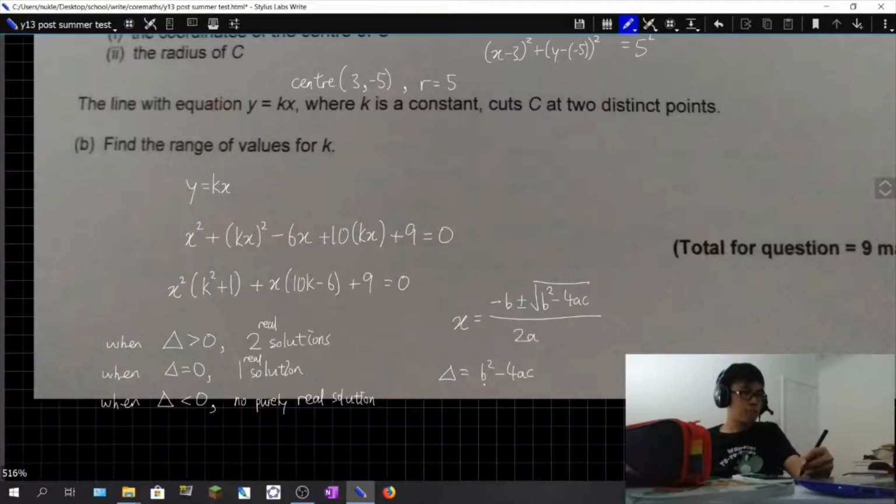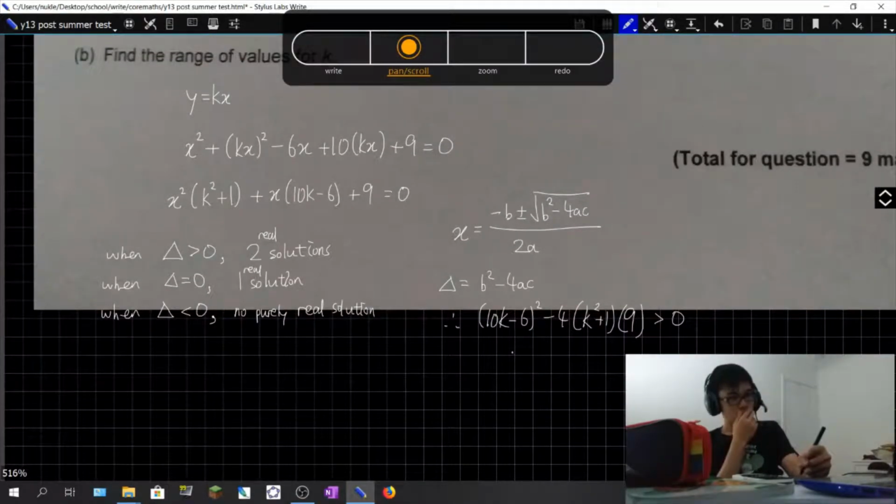So b is the coefficient of x, so that's going to be this guy: 10k minus 6, all squared, and then minus 4 times a. a is the coefficient of x squared, which is this guy, so k squared plus 1. And then c is going to be your constant term, 9. And we're saying that guy is bigger than 0 because it has 2 solutions.